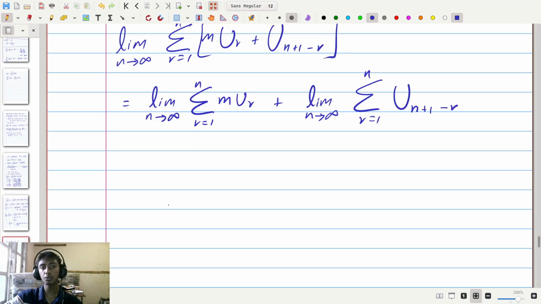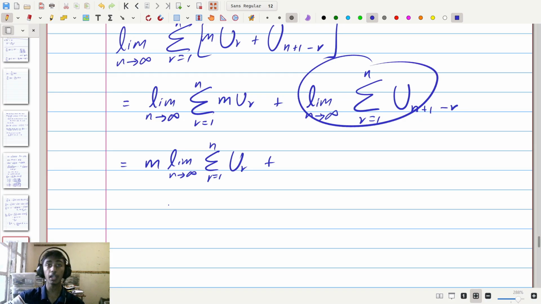So we have these two sums here. In this sum, we can take the m out as m times the limit as n approaches infinity of the sum from r equals 1 up to n of u of r. As for this bit, they've actually done a little trick here.